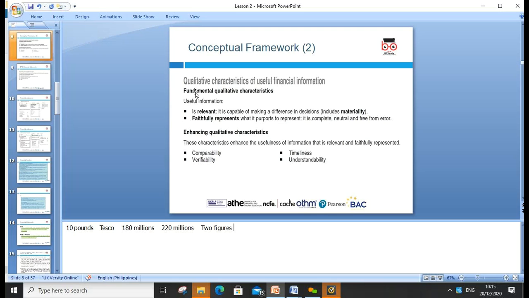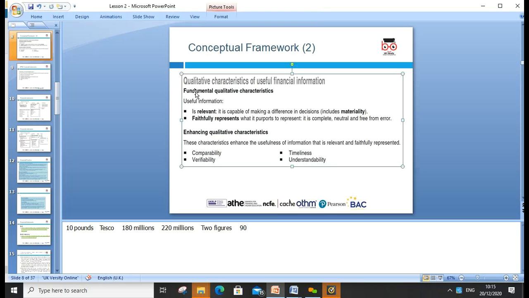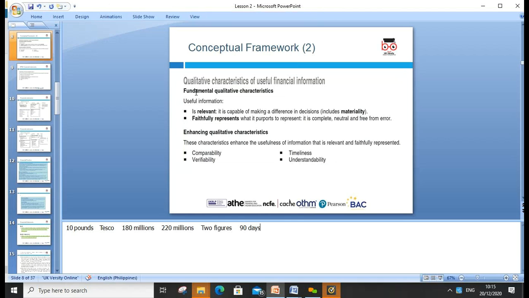Okay, verifiability. Whatever we are saying should be verifiable. If you say £1,000,000 worth of assets and £1,000,000 worth of liabilities, we can verify it. Timeliness: after the year end, within 90 days at most, you should publish the information. Like quarterly, like VAT.